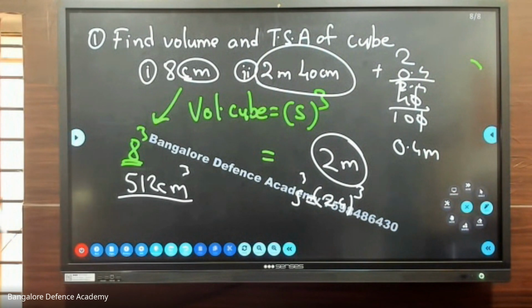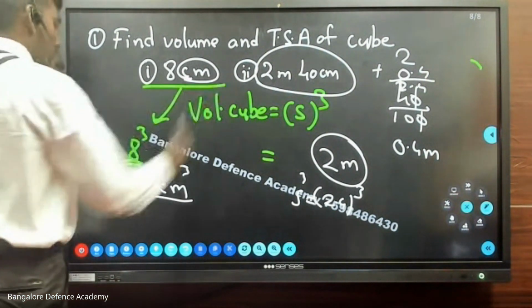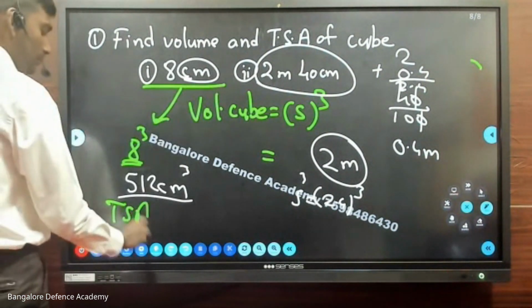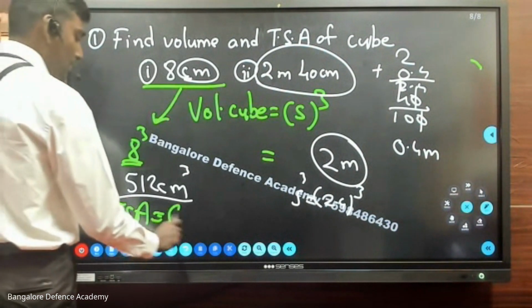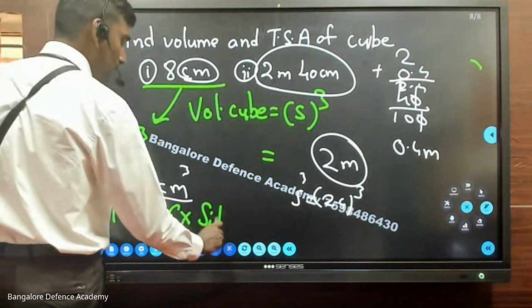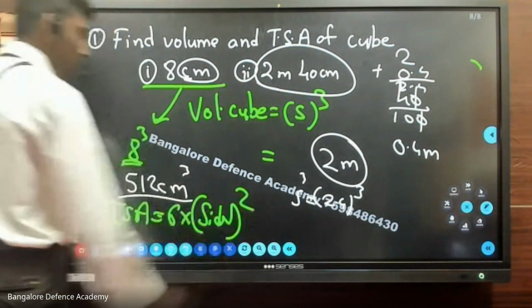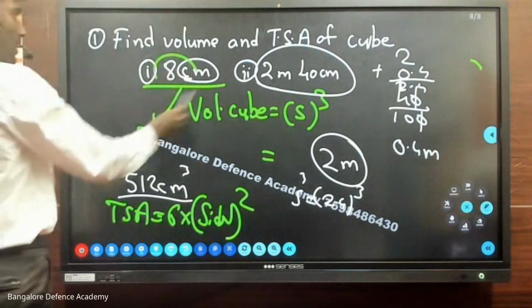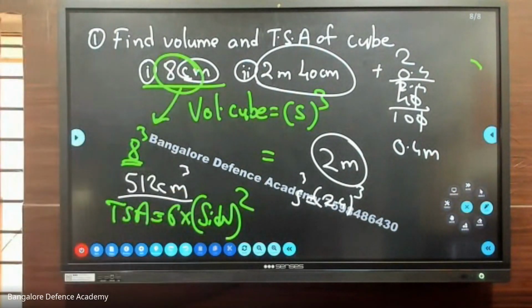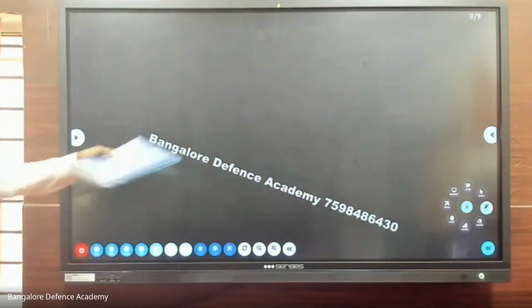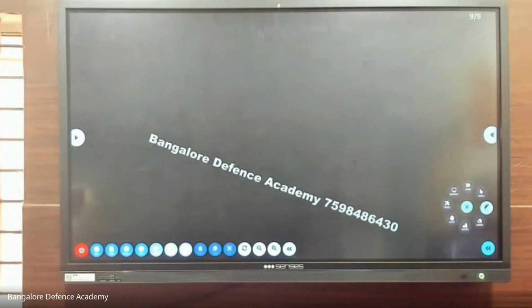What is the total surface area of the first one? Formula for total surface area? 6 into side square. Correct now? How much is the side given? 8. 6 into 64. How much do you get? 388. Everyone got it? Can you do the same thing for the next one also? Ready? Let us move forward to the next question.